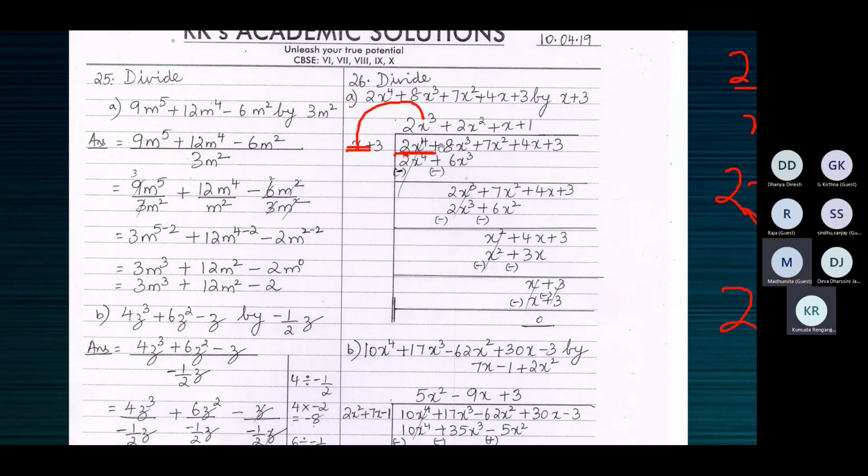Ma'am, what should we do if there are two x terms, ma'am? You can simplify. If you have 4x and 3x, you can make it one term, 7x. If there is 7x squared plus 5x squared, you can write it as 12x squared. Okay, ma'am.